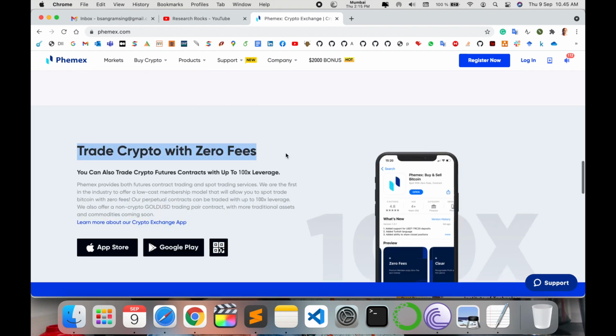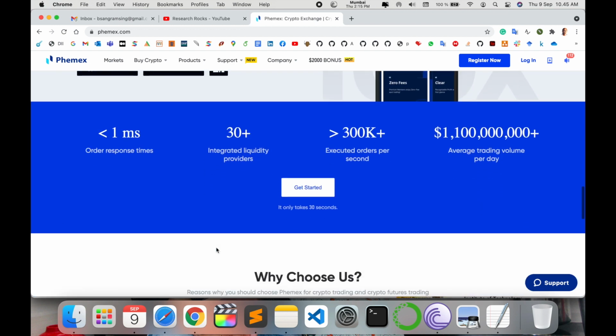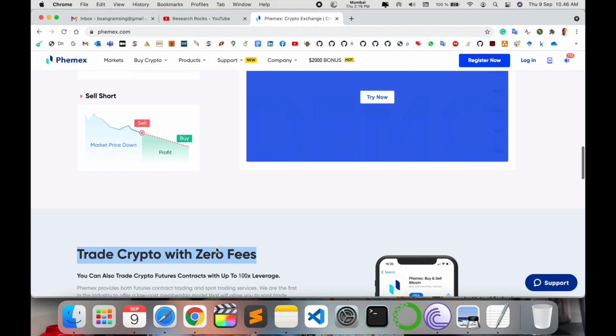Trade crypto with zero fees, no extra charges. You just invest your $1 and trade using this $1. The application is available on the iOS store and Google Play Store, or you can scan the barcode and download this application on your smartphone device. It's quite simple. Some basic information is available.